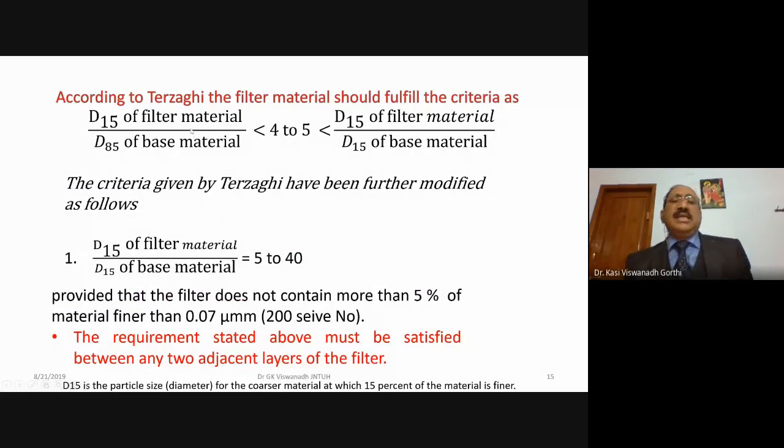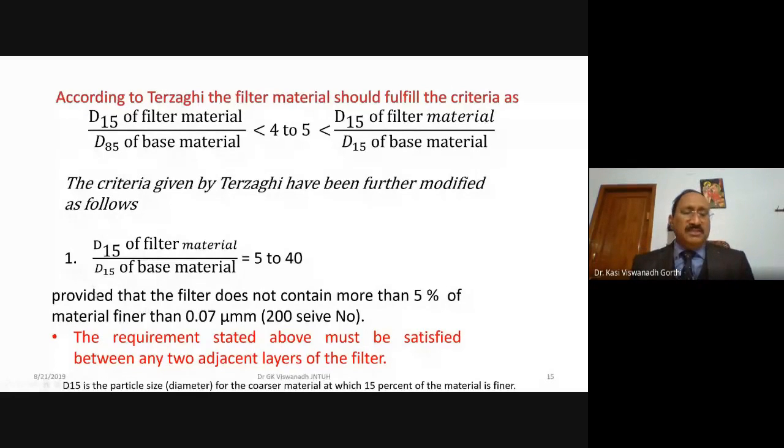According to Terzaghi, the filter material should fulfill the criteria: D15 of the filter material by D85 of the base material must be less than 4 to 5, and also D15 of the filter material by D15 of the base material must be greater than 4 to 5. This criteria given by Terzaghi has been further modified: D15 of filter material divided by D15 of base material must be equal to 5 to 40, condition 1, provided that the filter does not contain more than 5% of the material finer than 0.07 millimeters, 200 sieve number. The requirement stated above must be satisfied between any two adjacent layers of the filter.